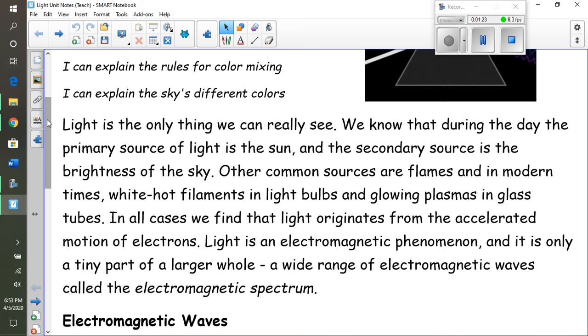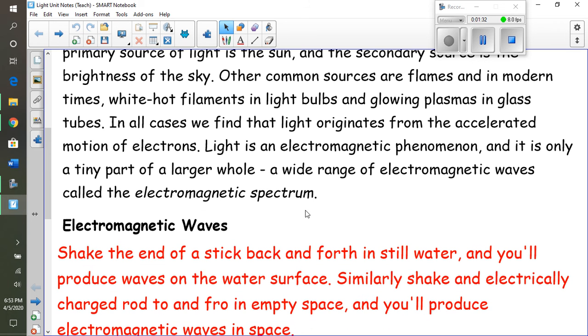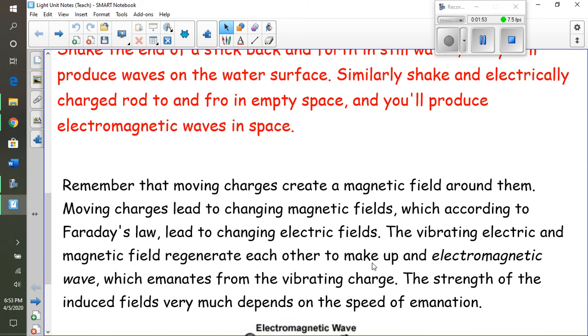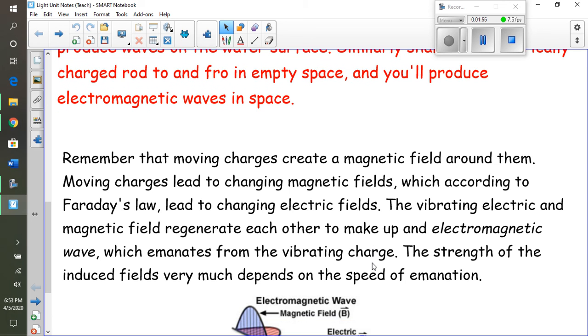Light is an electromagnetic phenomenon, and it is only a tiny part of a whole wide range of electromagnetic waves, which we call the electromagnetic spectrum. Sometimes I call it the EM spectrum. So if you were to take a stick and shake it back and forth in some water, you'll produce waves on that water surface. And if you were to shake a charged rod in empty space, you'll produce electromagnetic waves in space.